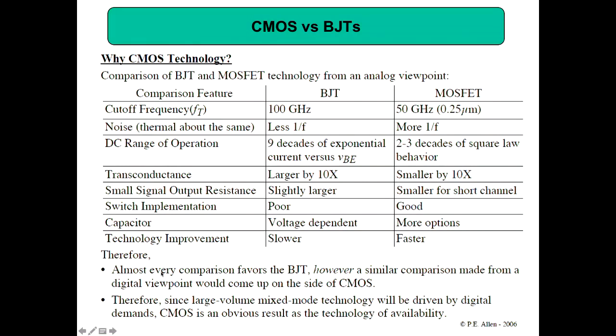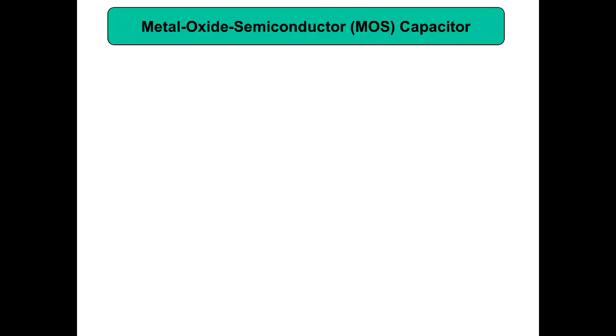Therefore, almost every comparison favors the BJT. However, a similar comparison made from a digital viewpoint would come up on the side of CMOS, because we have lots of digital circuits and digital implementation, and the switching behavior. That is the reason we have MOS. Since large volume mixed mode technology will be driven by digital demands, CMOS is an obvious result as the technology of availability. In your chip, most of the electronics operate in the digital domain, and you have only a small analog part. So that is the reason MOS is the obvious choice. That's the reason we study it.